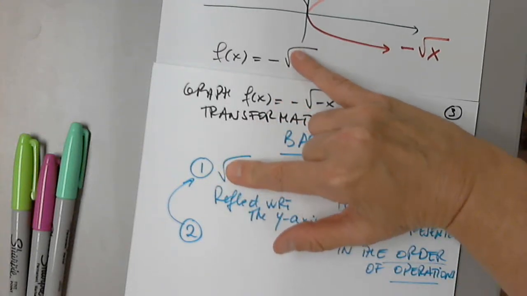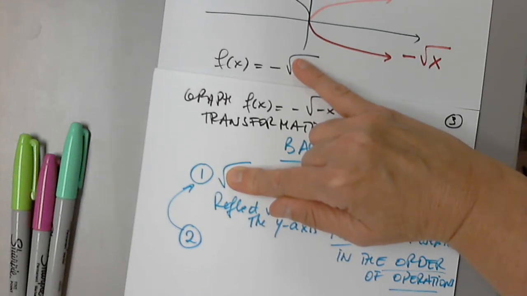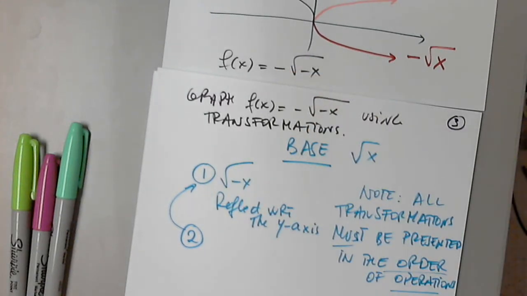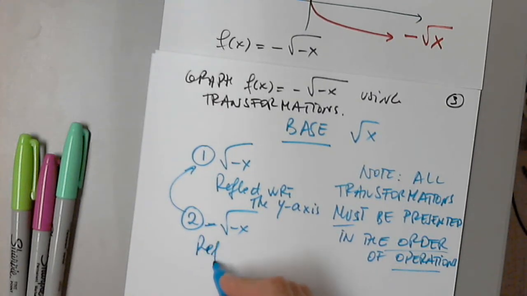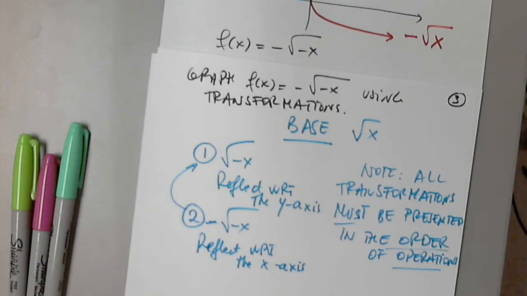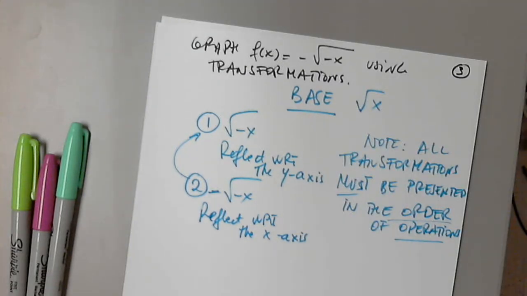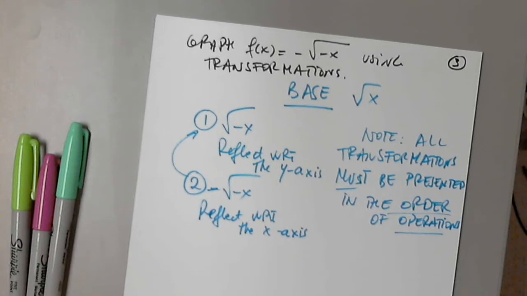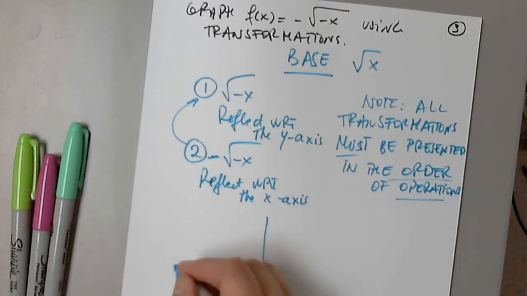This is my function now. What transformation is this? Correct. Very good. So now this becomes negative the square root of negative x. Reflect with respect to the x-axis. Excellent. And this is the sequence. If you have questions, stop me. Deja, okay? Any questions? Anyone? Questions? Okay, so let's graph the base function first.